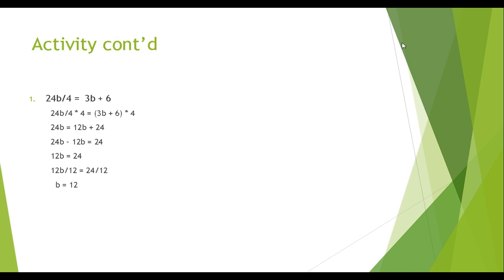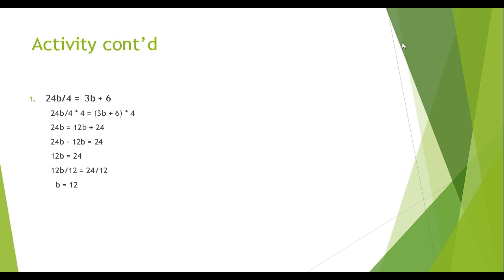Alright, so when you times 24b divided by 4 by 4, you're just left with 24b. It's like you're canceling out what was done. If I divide something by 4, but then immediately times it back by 4, then I'm going to get back my original number. So that's why we're left with 24b. However, when it comes to the other part of the equation, 3b plus 6, you times each thing by 4. So it's going to be 3b times 4, which is 12b, plus 6 times 4, which is 24.